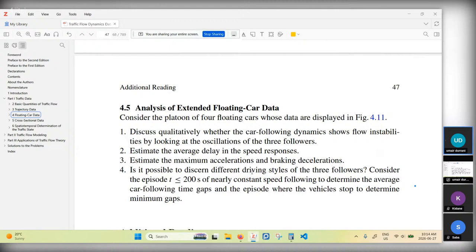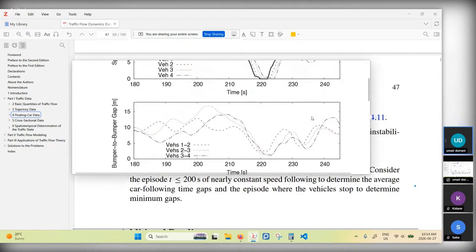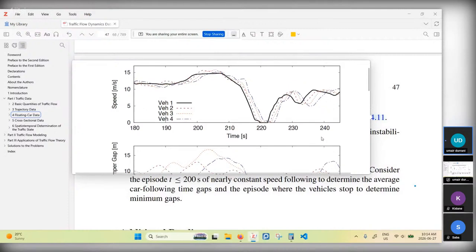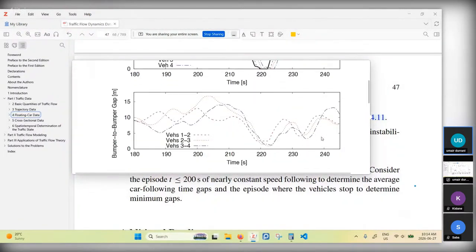Consider the platoon of 4 floating cars whose data are displayed in figure 4.11. Let's look at that. So here are 4 floating cars. We have vehicle 1, which is represented by the black line, and then we have 3 more vehicles, which are the followers. The top plot here is the speed over time, and the bottom plot is the bumper to bumper gap over time. So we have vehicle 1 to 2, 2 to 3, 3 to 4. We can observe those gaps.